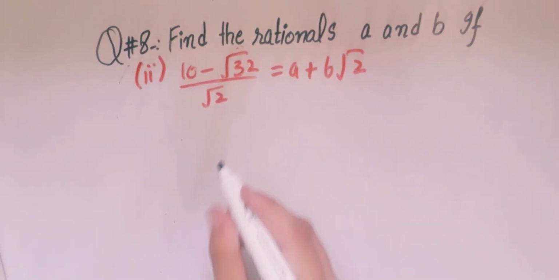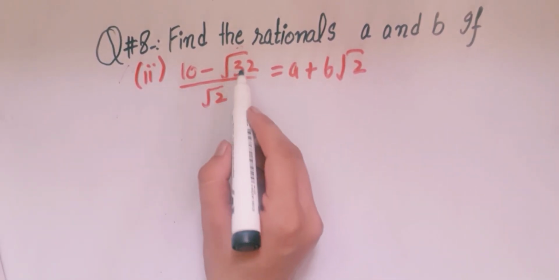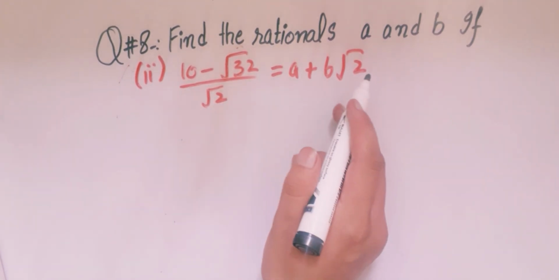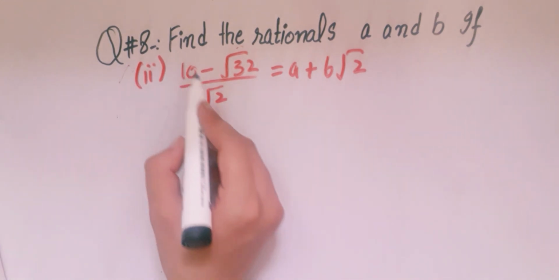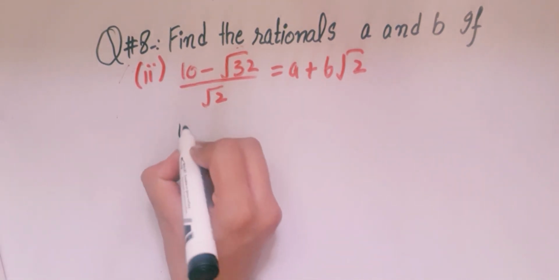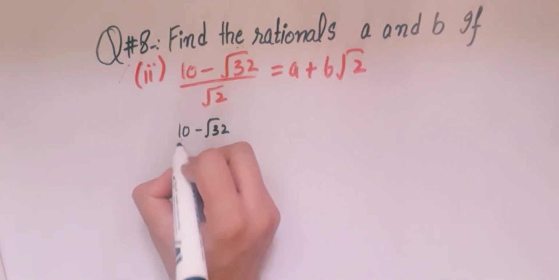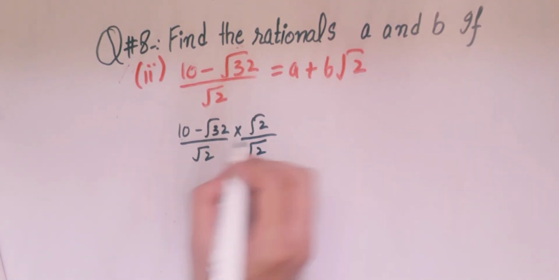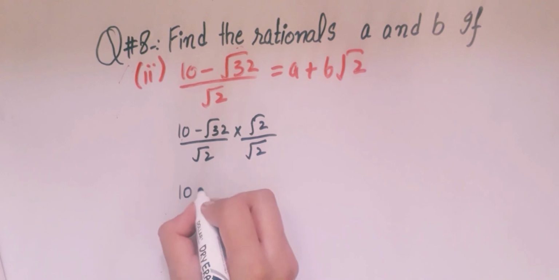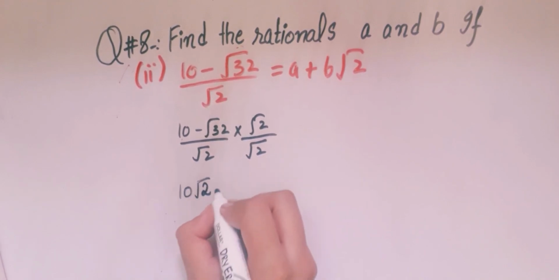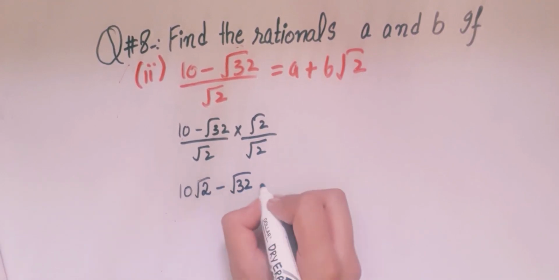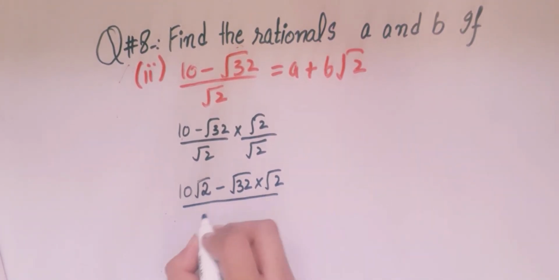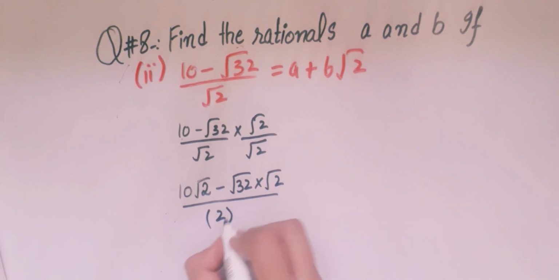Now in this part we have 10 minus square root 32 by square root 2, which is equal to a plus b square root 2. We have to find the value of a and b. First of all, we will rationalize this. 10 minus square root of 32 by square root of 2 multiply by square root of 2 by square root of 2. We will have 10 square root of 2 minus square root of 32 multiply by square root of 2 and square root of 2 whole square.